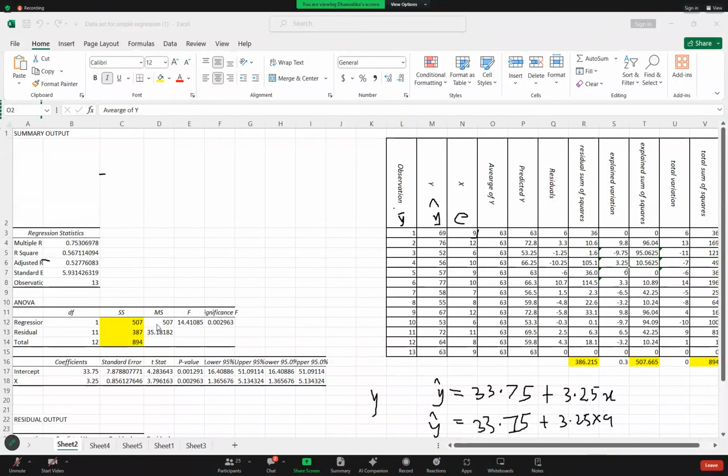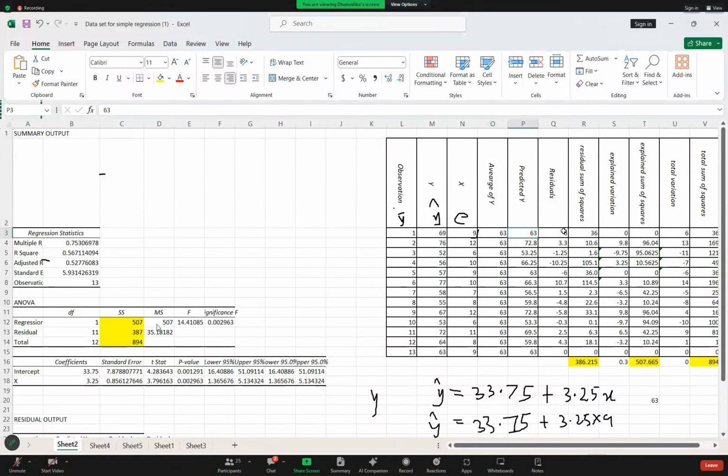Then you can see y hat is equal to 63. Check whether you can get the same answer. How to get this answer? 33.75 plus 3.25 into 9 is 63. Okay. Then the predicted value is 63.